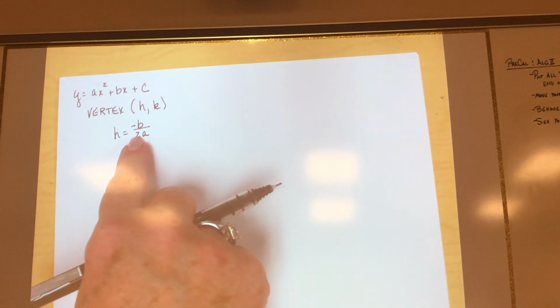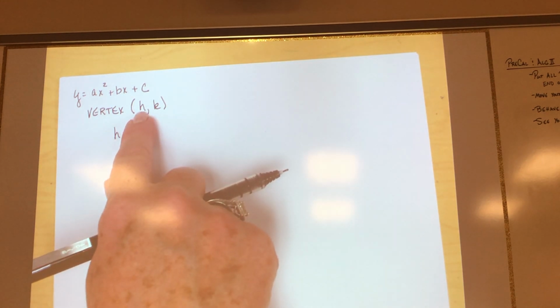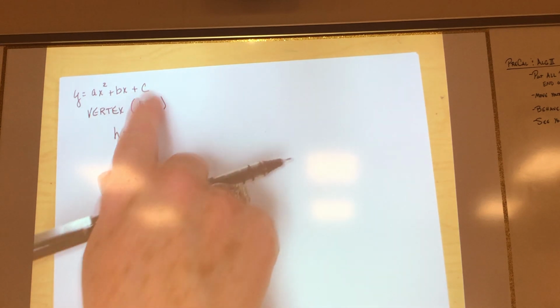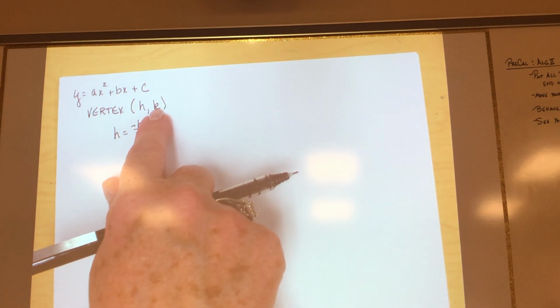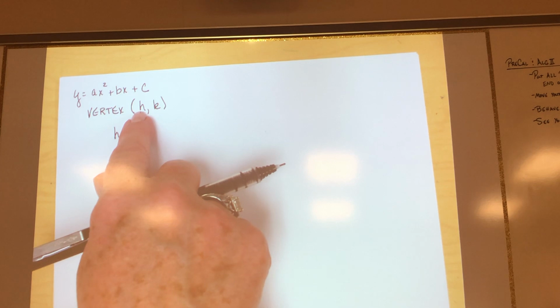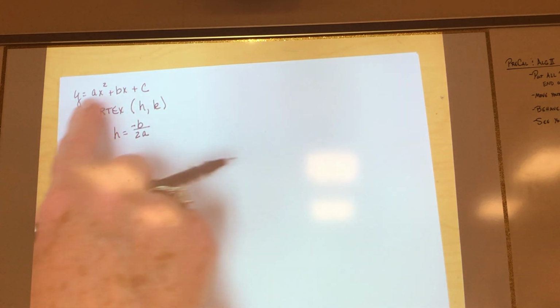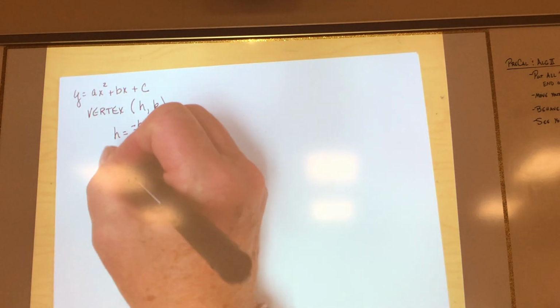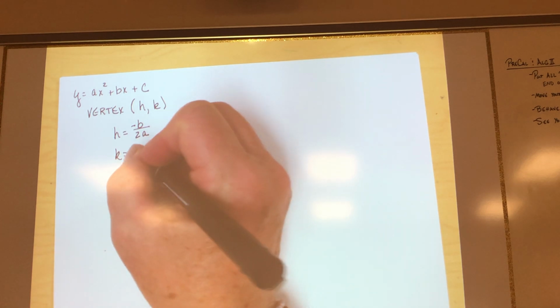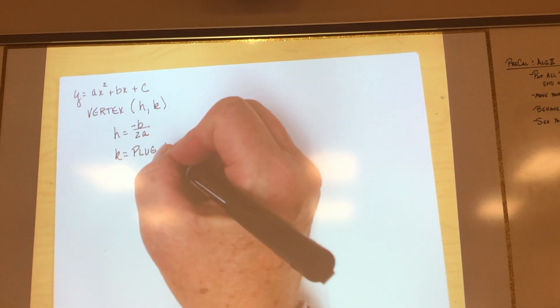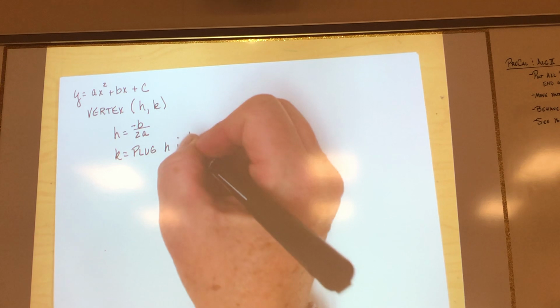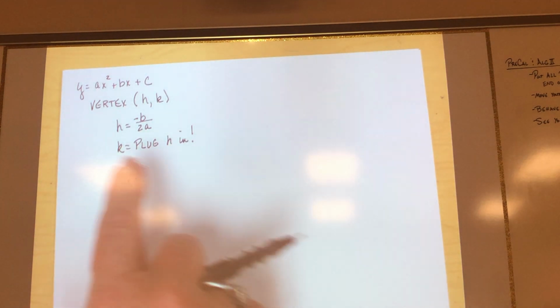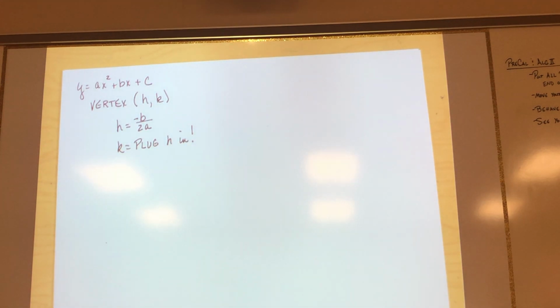Now, once you find H, you're going to plug it in this equation, and it's going to tell you K, which H is just the X value of the vertex. K is simply the Y value of the vertex. So how do I find K? Plug H in. That's all you have to do. All right, is everybody okay?